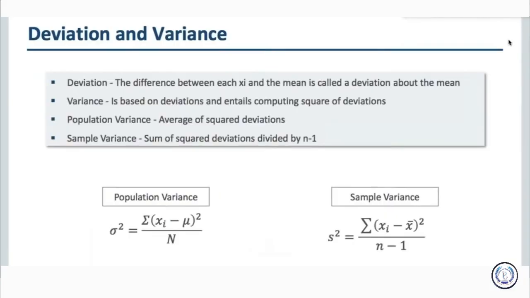Apart from interquartile range, there are 2 more important terms: deviation and variance. Both of these terminologies revolve around the calculation of the mean. They tell us how much each data point is varying from the mean. The difference between each value and the mean is called deviation, and the computation of the square of deviations is called variance.